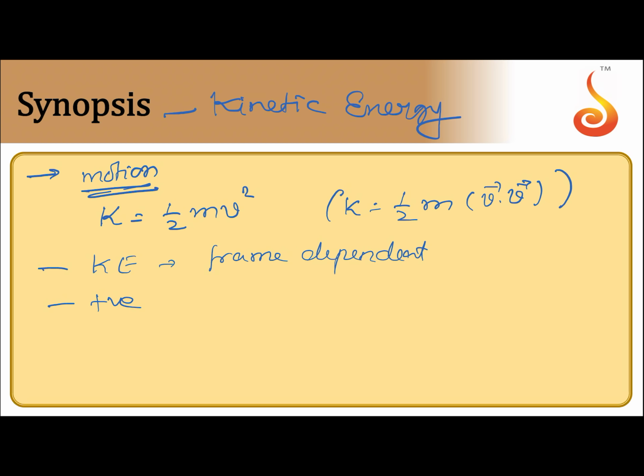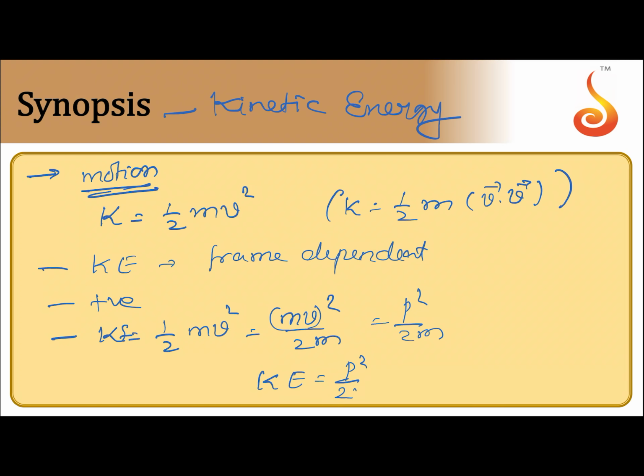Kinetic energy and momentum are always associated with a moving body. For example, kinetic energy, which is given by half mv square, can be written as mv whole square divided by 2m, or p square divided by 2m. So I can write kinetic energy is equal to p square divided by 2m, or p is equal to root of 2m into kinetic energy. Remember this relation, one of the very important ones.